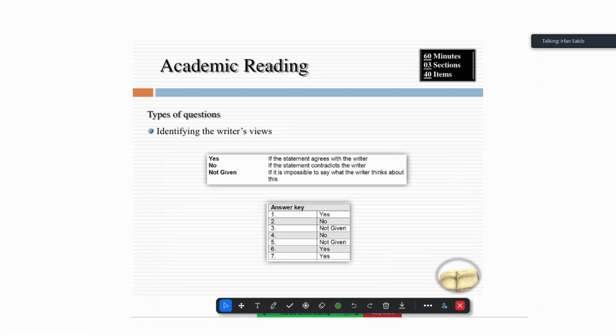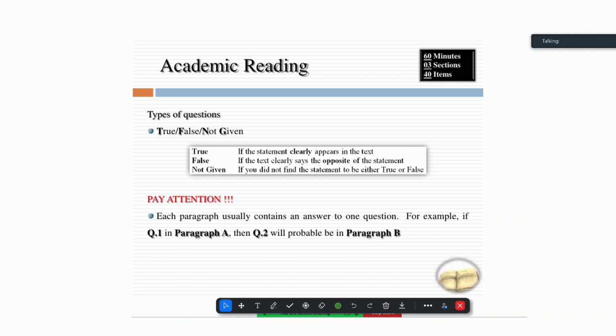Next, we have a very important question type: yes, no, not given, or true, false, not given. It means that if a particular statement is true, is it false, or is it not given in the text. Is that clear? This is called true, false, not given. This is also very important because in all three texts you might have true, false, not given questions. Yes, no, not given and true, false, not given are the same.